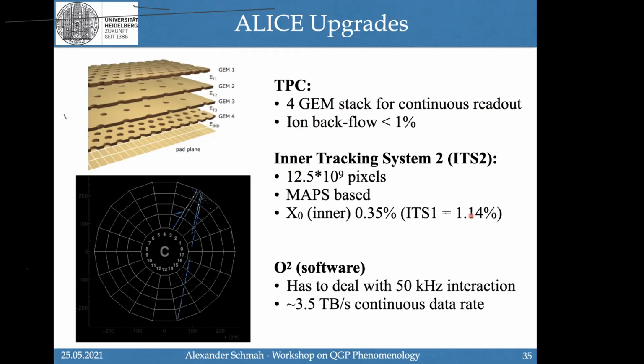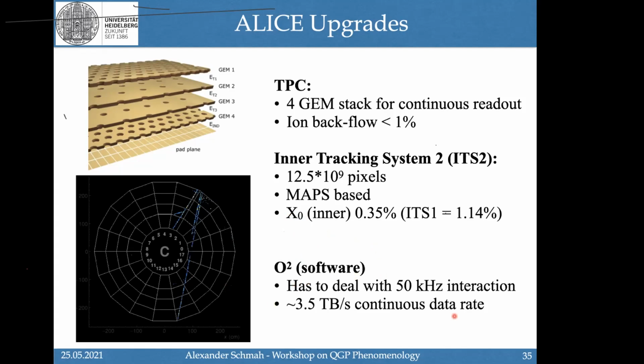In a tracking system upgrade, this is also installed. You see here how many pixels we are dealing now with, 12 times 10 to the 9 pixels. This is all MAPS-based, very small radiation lengths. This is reducing the multiple scattering, important, for example, for electron-positron measurements.